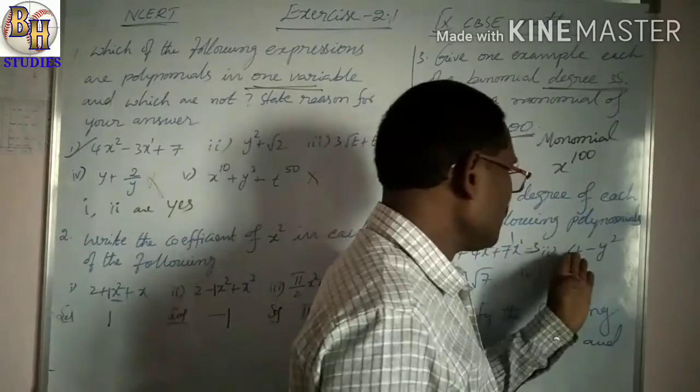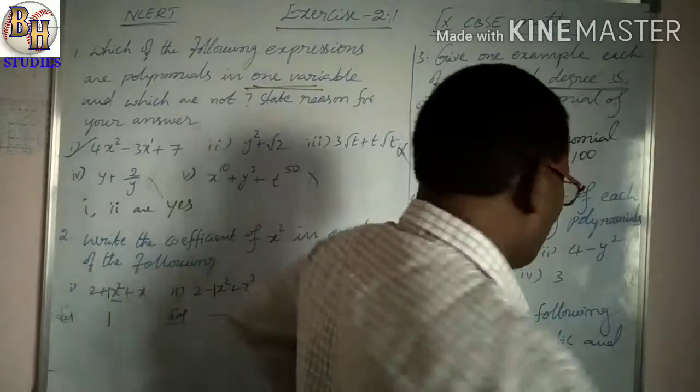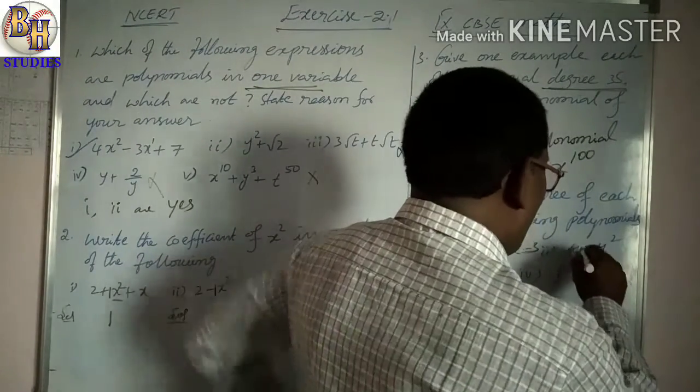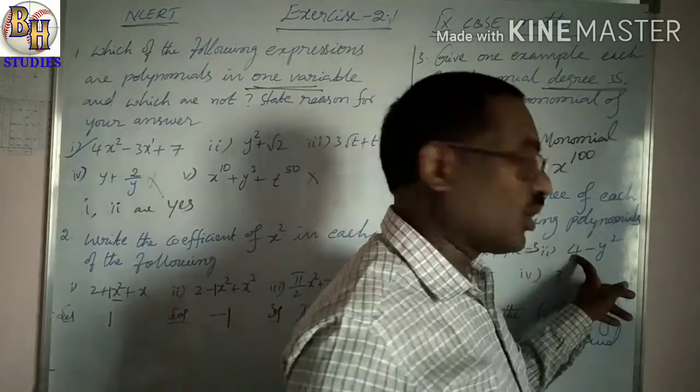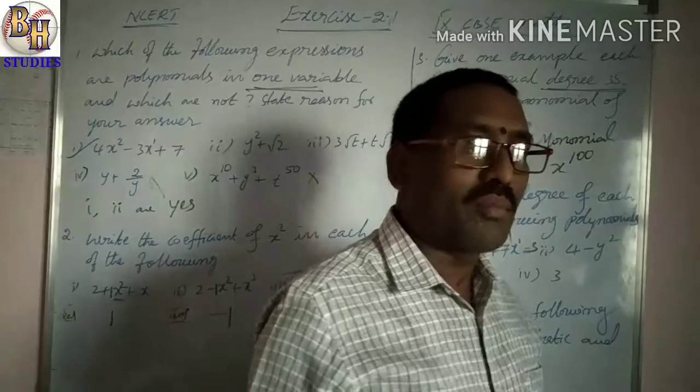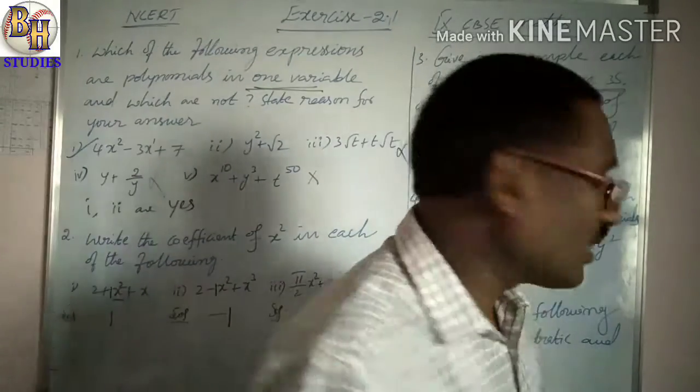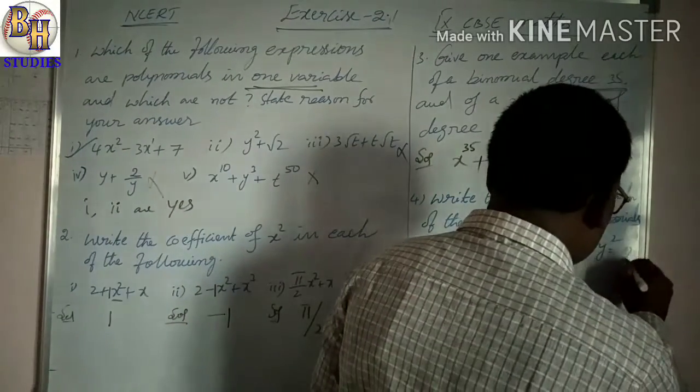Here see. What is the degree of a constant? No degree is shown. We can write this as x power 0. So the degree of a constant is 0. What about here? y power how much here? 2. What is the degree? Degree is 2.